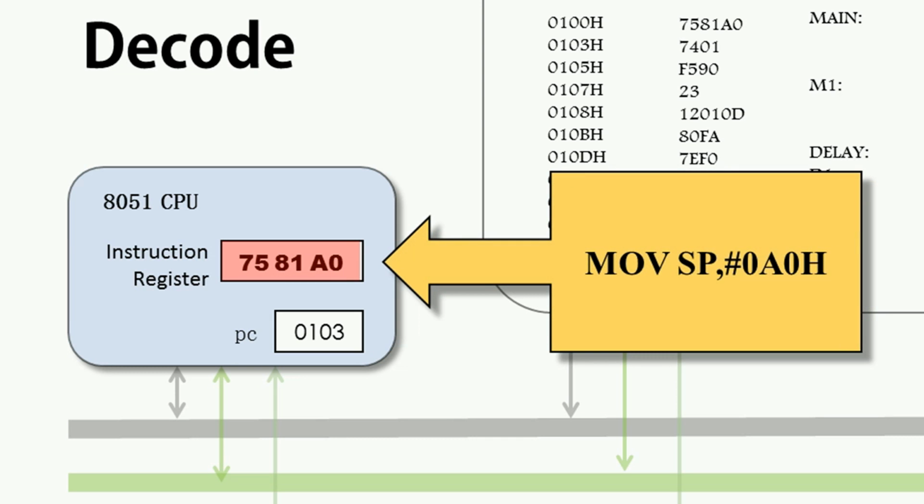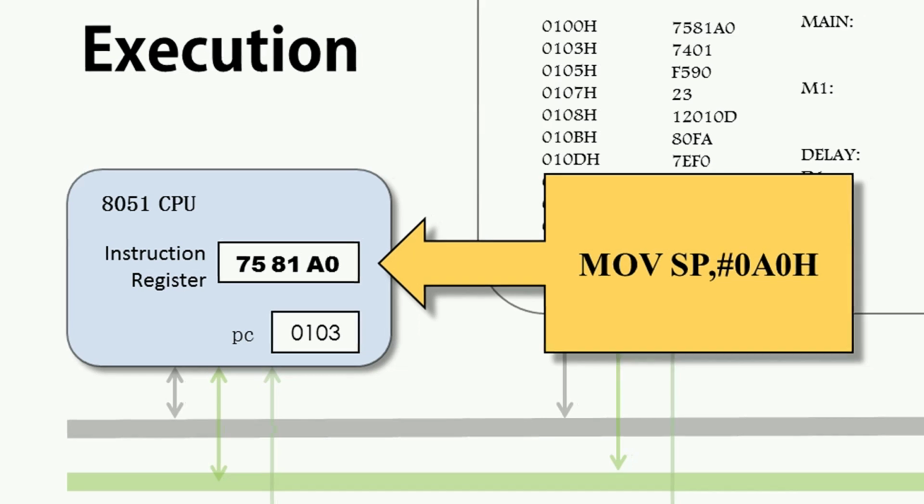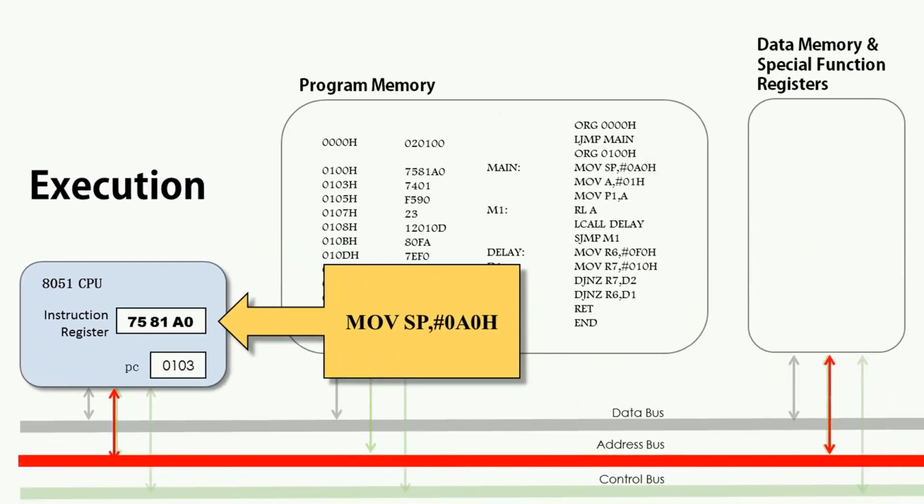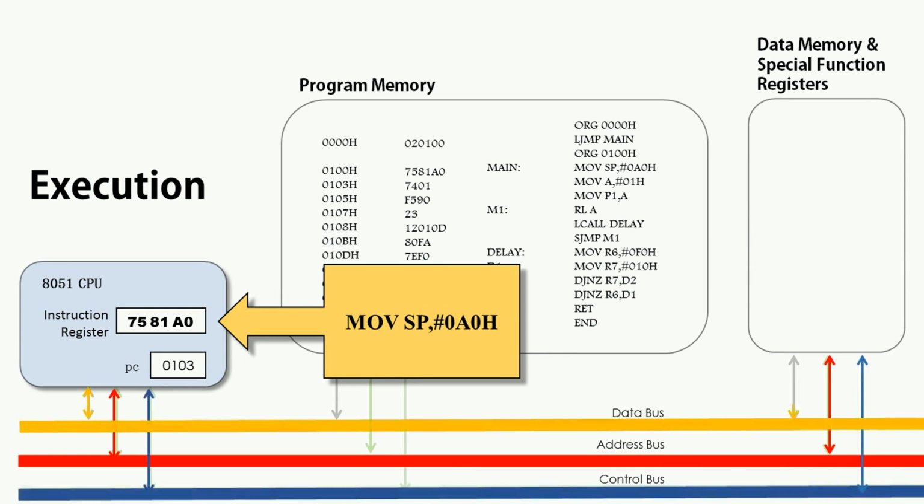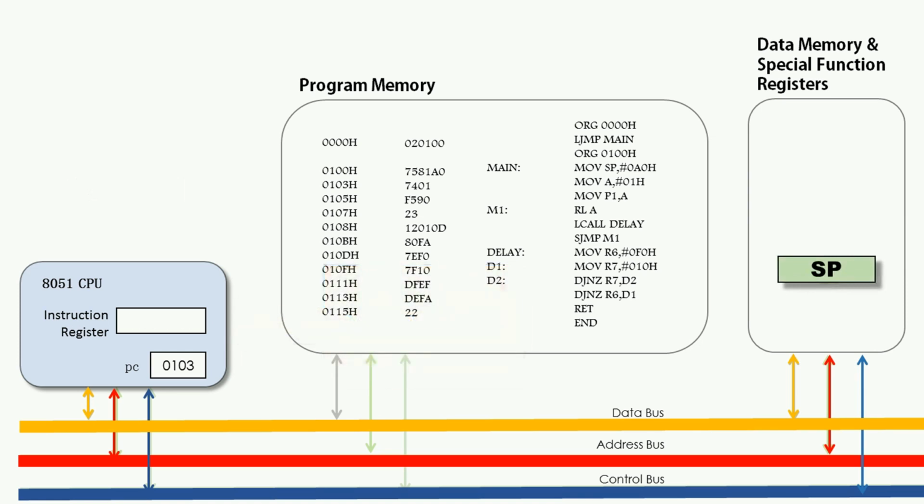These codes represent the instruction move A0 hex to the stack pointer. The CPU goes into the execution cycle. The value A0 hex is written into the stack pointer, which resides in the special function registers. The execution cycle is complete.